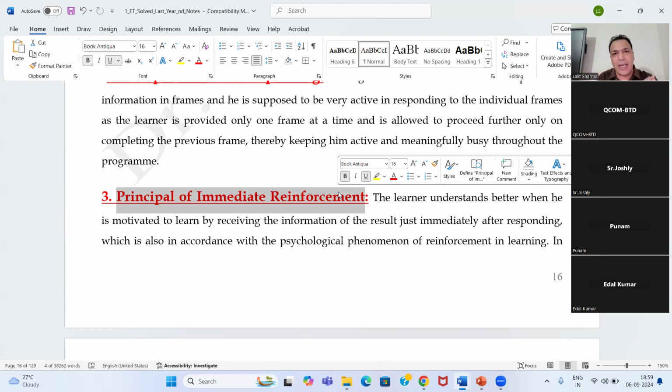Guys, teaching does not mean you come into the class, give the topic, and forget it. No, you have to do the evaluation of that particular topic, right? You have to give reinforcement of that particular topic.